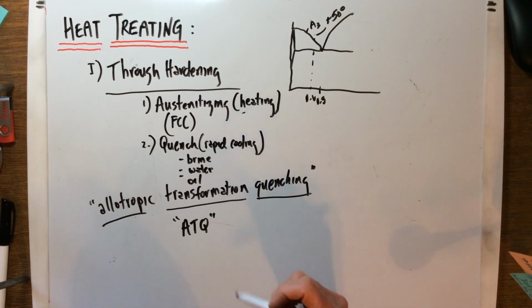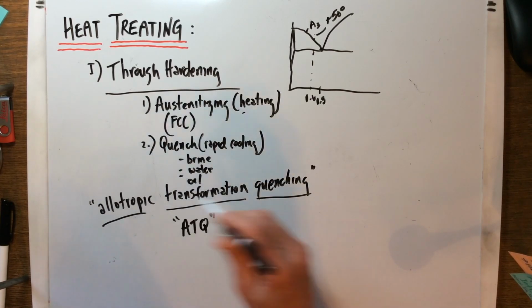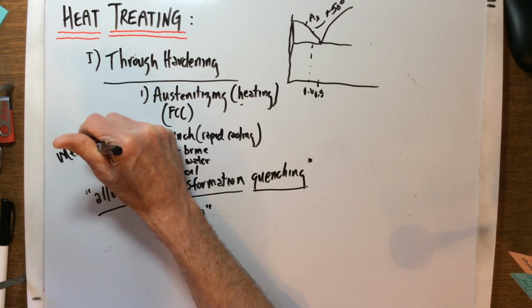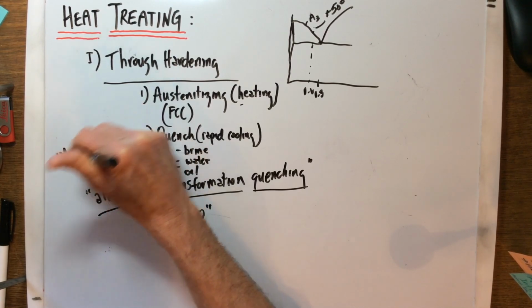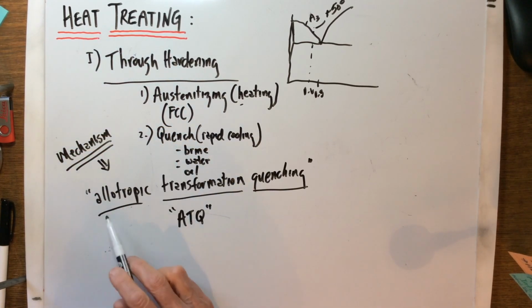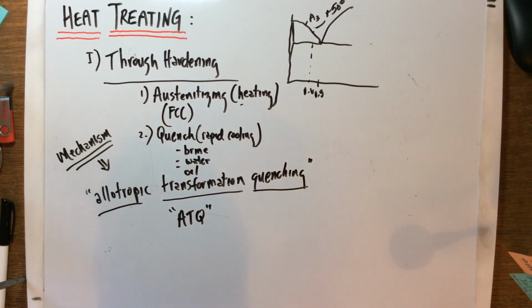So this is the mechanism by which steels are hardened. We can label this the mechanism for all hardening: it takes place through an allotropic transformational quenching, which is basically these two steps.